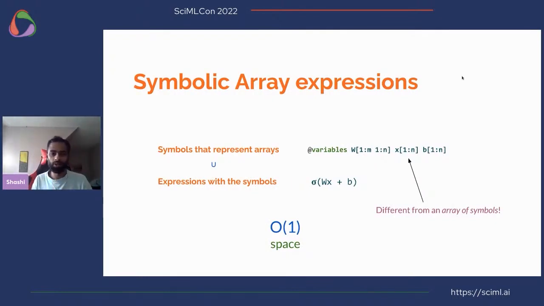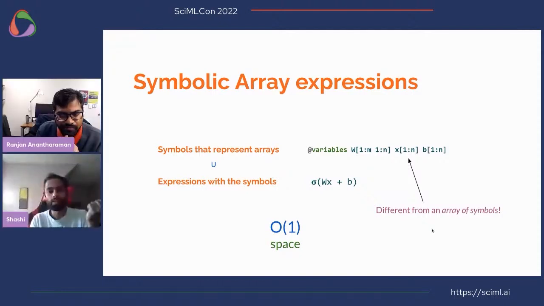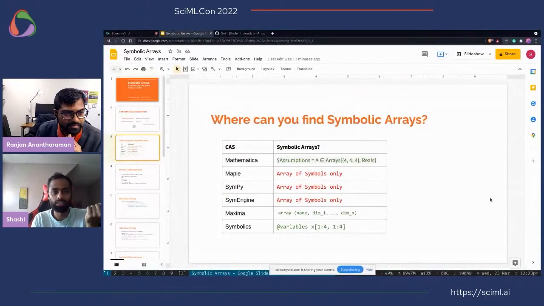So by symbolic arrays, what I mean is being able to represent operations on symbols that represent arrays and having expressions on those symbols. No matter what the size of the arrays, you should be able to represent them in O(1) space, which is constant space. This is obviously different from an array of symbols, which we can do in Julia just using the generic array type.